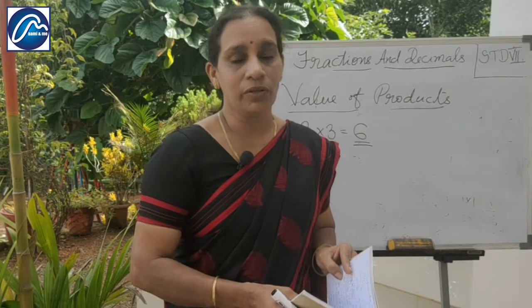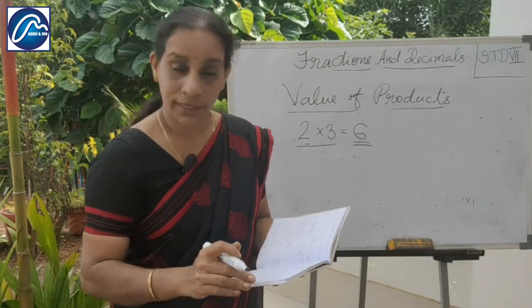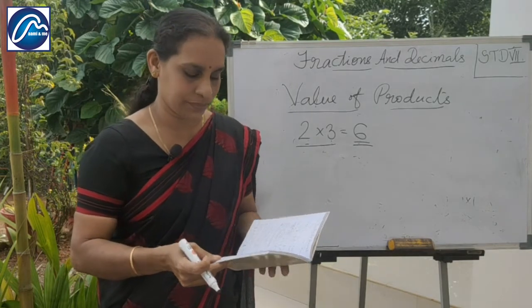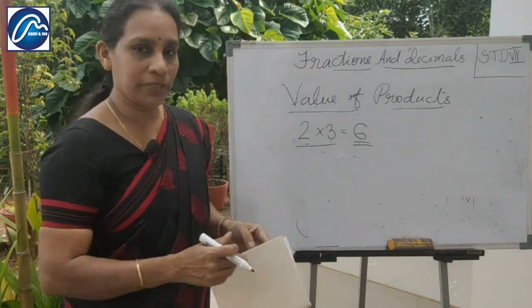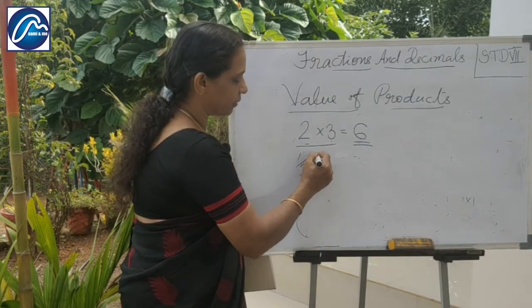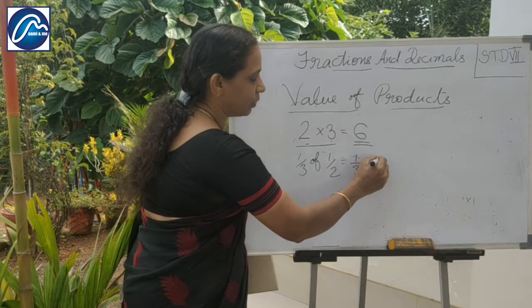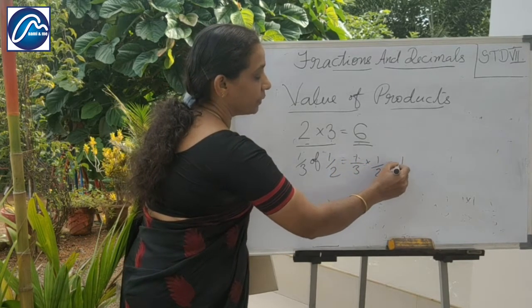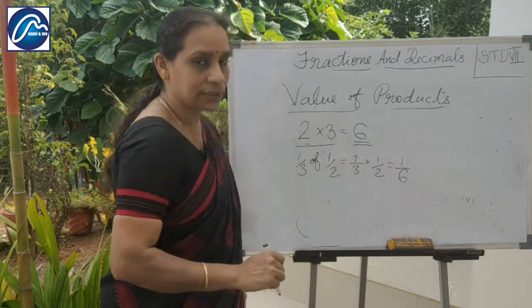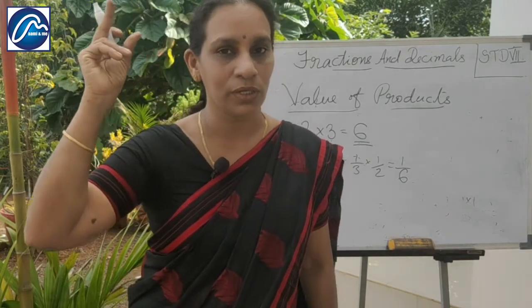Like that, what will be the product of two fractions? Let us see. What is the result of multiplying two fractions? Let us see 1 by 3 of 1 by 2, the same example that we have taken earlier. This means 1 by 3 into 1 by 2, that is equal to 1 by 6. Is it greater or less? Is this bigger or smaller?